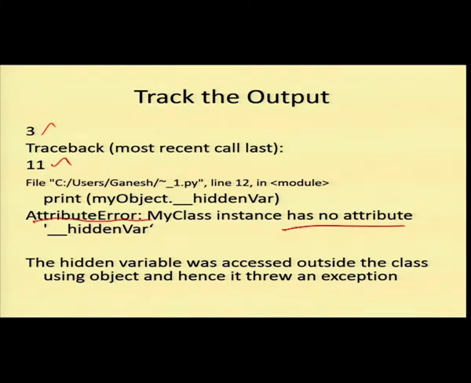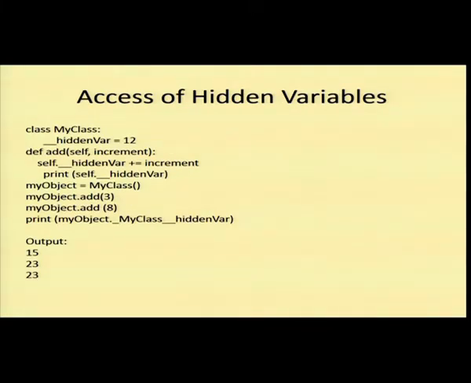Now, how do I correct it? We will see how to correct it. Class my class, again I rewrite the program with a corrected statement. Class my class, hidden variable equal to 12, define add self comma increment, self dot hidden variable plus equal to increment, print self dot hidden variable, my object equal to my class, my object dot add of 3, my object dot add of 8. I am printing here as print my object dot underscore my class underscore hidden variable.